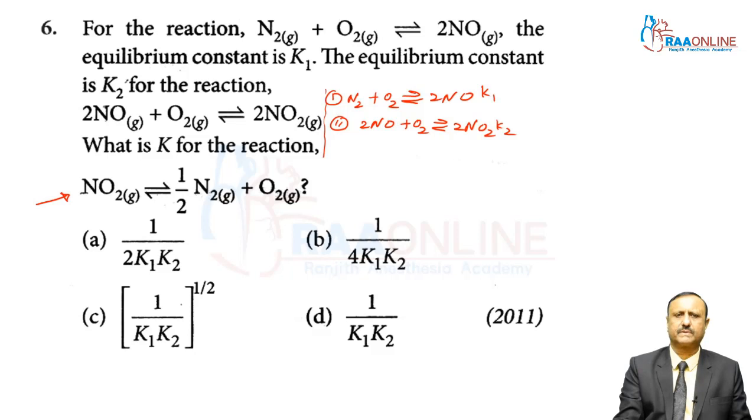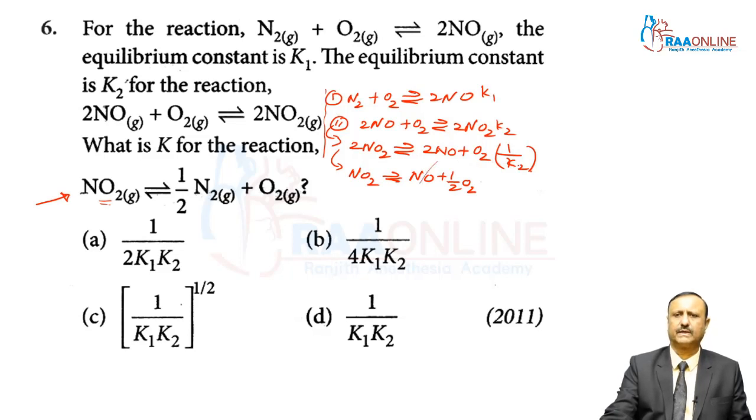Here you can see NO2 is present on the reactant side, but in the given reactions NO2 is present on the product side. So, my dear students, reverse the reaction. Here 2NO2 gives 2NO plus O2, and it is 1 upon K2. Equilibrium constant is converted to 1 upon K2. Now, you can see the NO2 is 1, so it is just half. NO2 gives NO plus half O2. So, my dear students, this is root 1 upon K2.